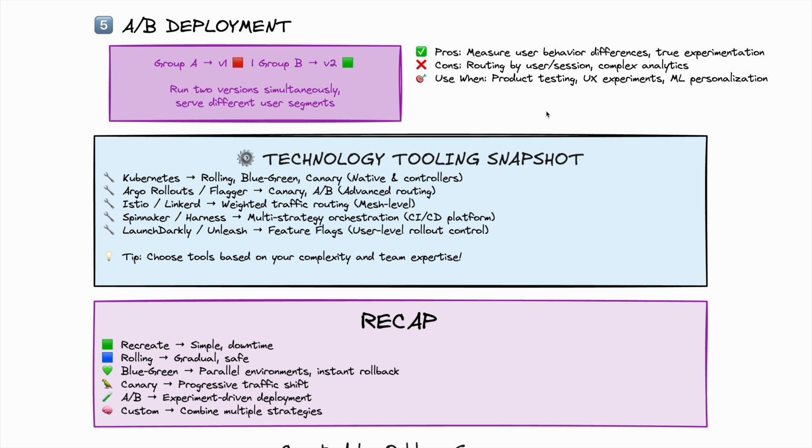So let's say that we have 100,000 users. 50,000 of them we route to the first version of our application, and the other 50,000 to another version of the application, and then we compare the results.